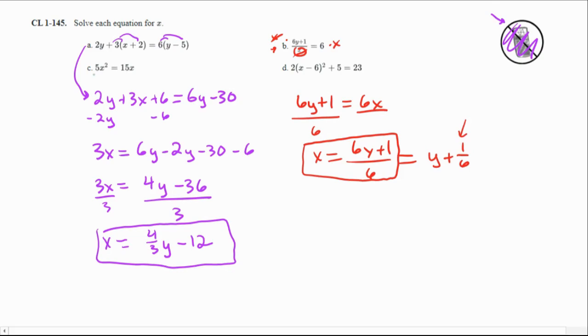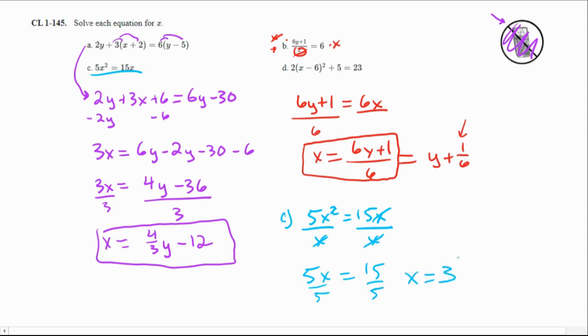The third one here, 5x squared equals 15x. So let's see if I can do it over here. Sorry if this is confusing. 5x squared equals 15x. I want x by itself, so the nice thing here is that I can actually divide both sides by x, and that leaves me with 5x equals 15 because these cancel. And now I can just divide both sides by 5, and so x is equal to 3.